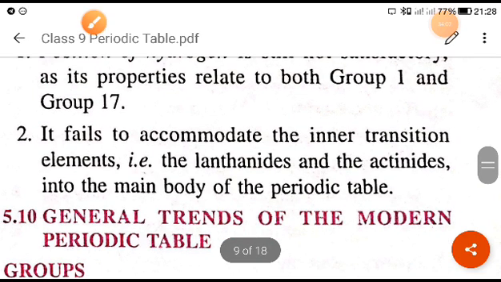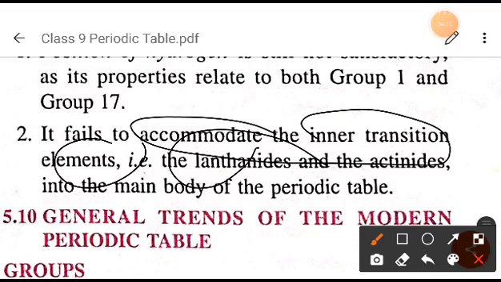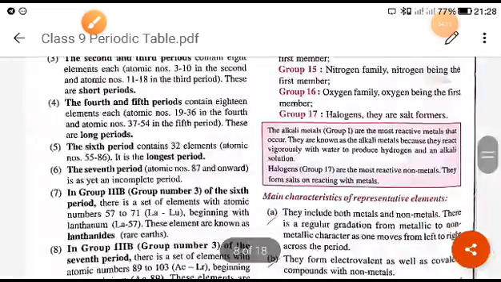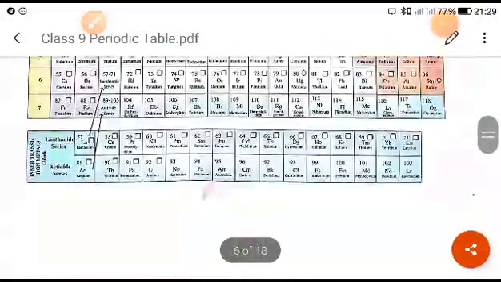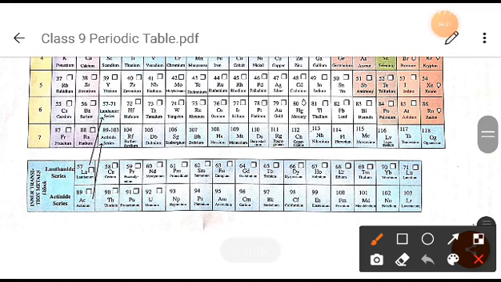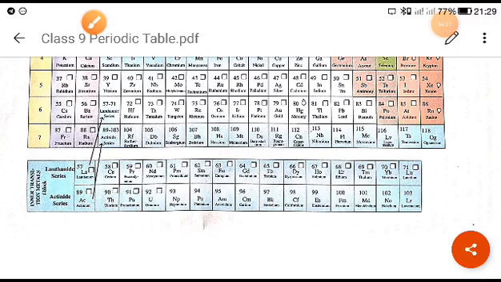Next, it fails to accommodate the inner transition elements, which are the lanthanoids and actinoids, in the main body of the periodic table. As you can see here, it failed to place these in this group. So this was also a demerit of the modern periodic table.